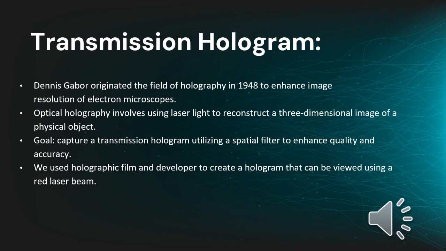In this experiment, we constructed an optical setup to capture a transmission hologram, which involves recording a three-dimensional image using laser light. The experiment focused on evaluating the effect of incorporating a spatial filter to improve the quality of the laser beam. The spatial filter helped enhance the beam profile, which was crucial for achieving a clear and accurate hologram. After improving the setup, we used holographic film and a developer to create a hologram that could be viewed under a red laser beam.